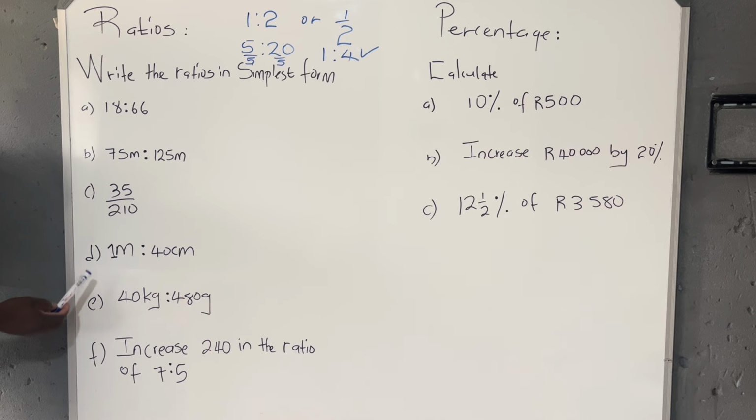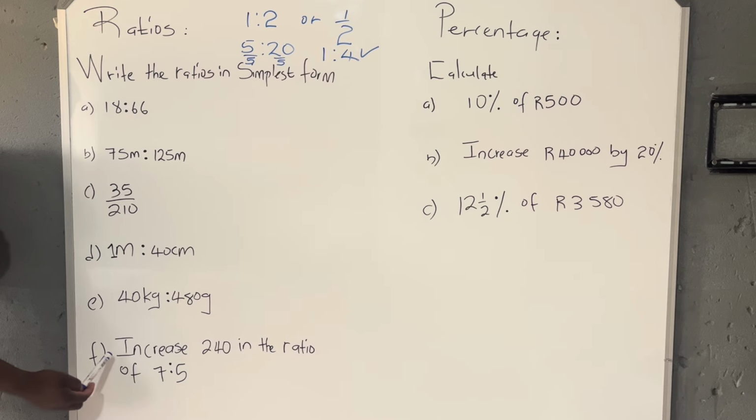Coming to D, 1 meter is to 40 centimeter. Now the challenge starts here. The moment the SI units are not the same, it's your duty as a learner to convert one of them so that they can all be the same. It's up to you whether you want to change a meter into centimeter or centimeter into meter. The choice is yours. Same applies to this one. 40 kg is to 480 gram. So this is kilogram, this is gram. They are not the same. So it's up to you whether you want to change kg into grams or grams into kg. That's up to you.